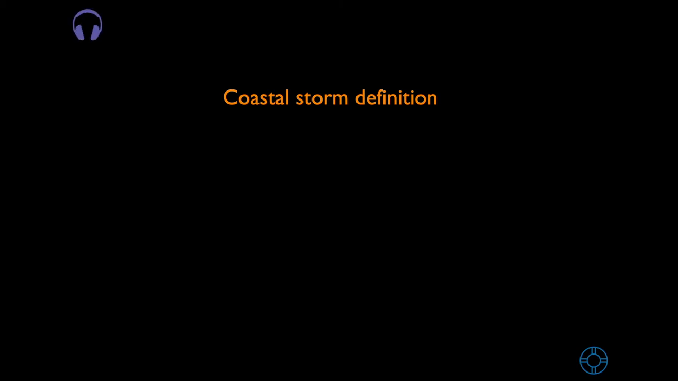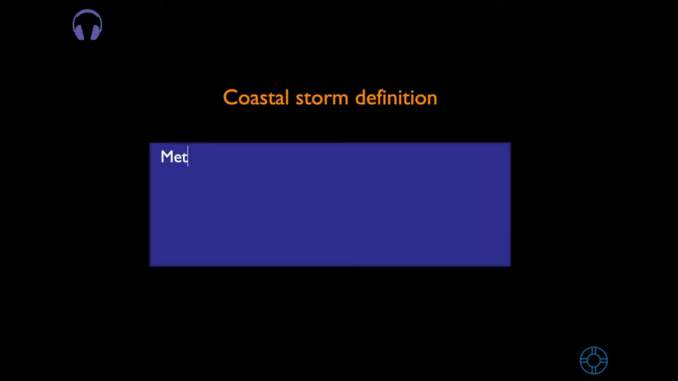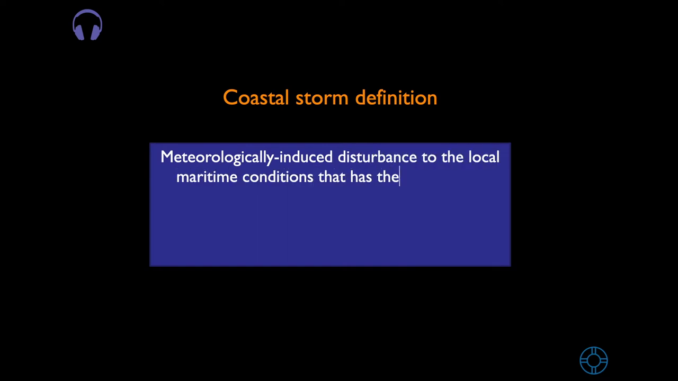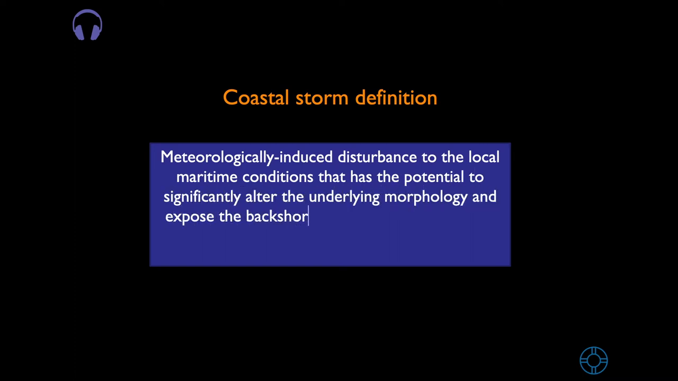Now we can use a general coastal storm definition as being a meteorologically induced disturbance to the local maritime conditions that has the potential to significantly alter the underlying morphology and expose the backshore to waves, currents, and or inundation.